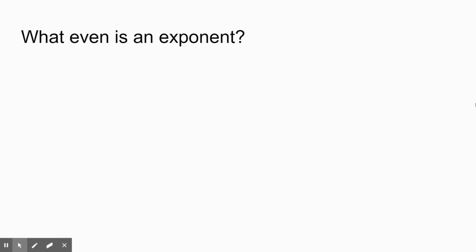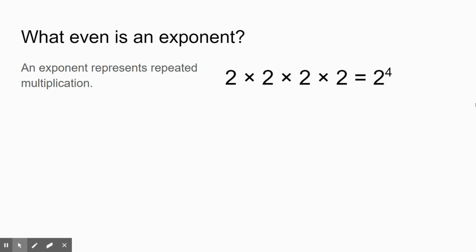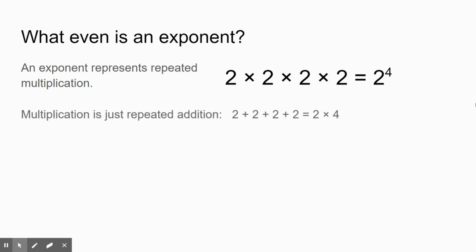So what even is an exponent? Well, an exponent is just something that represents repeated multiplication. For example, we could have 2 times 2 times 2 times 2, which we could represent as 2 to the 4th power. That 4 is our exponent. This is very similar to multiplication, which is just repeated addition. If we had 2 plus 2 plus 2 plus 2, that would be the same thing as 2 times 4. This is just the next level up: 2 times 2 times 2 times 2 is 2 with an exponent of 4.